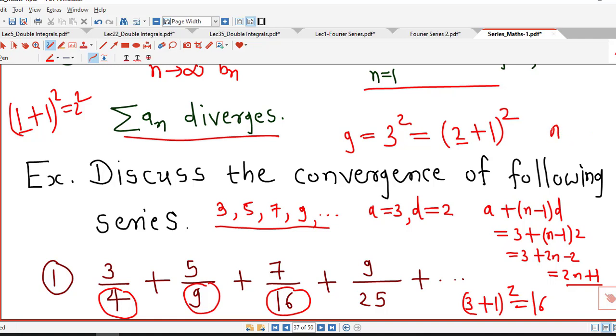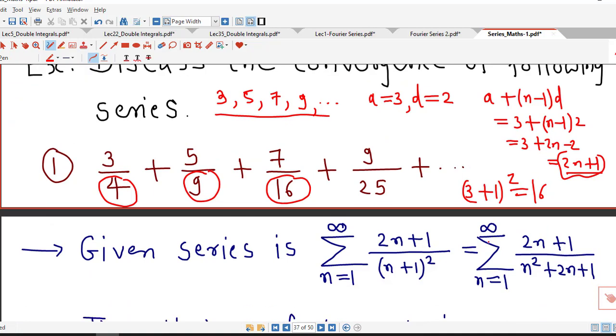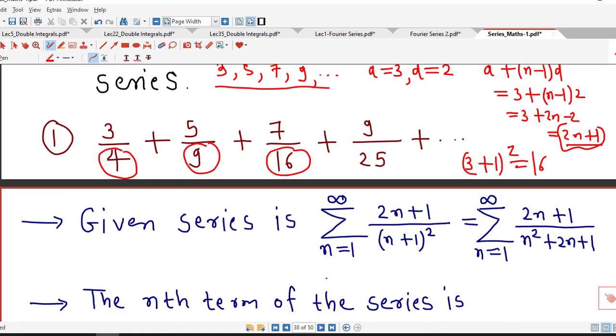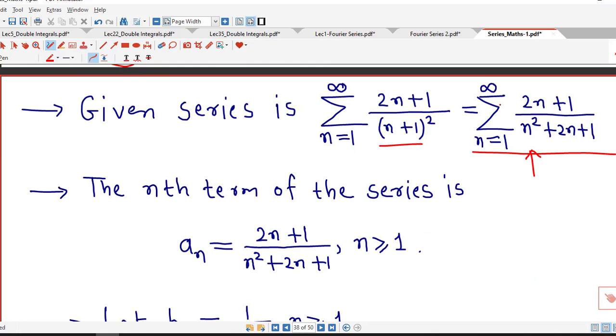So in general, the terms in the denominator can be written as (n plus 1) whole square, and in the numerator we have 2n plus 1. So from this we have the idea that the nth term is given by (2n plus 1) over (n plus 1) whole square, and this we expand here. So we have sigma (2n plus 1) over (n square plus 2n plus 1). So this is the sigma notation for the given series. So we have written the nth term of this series.